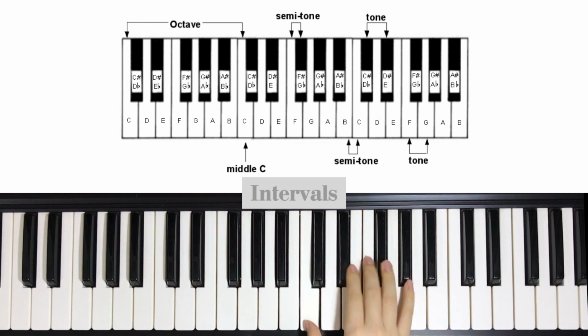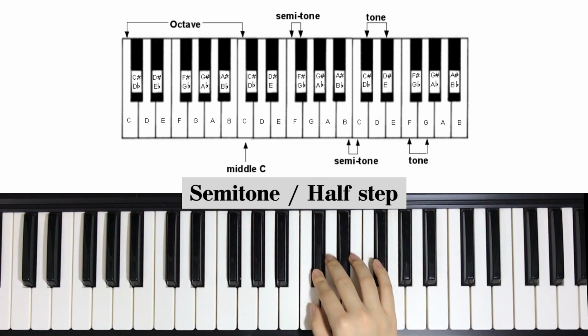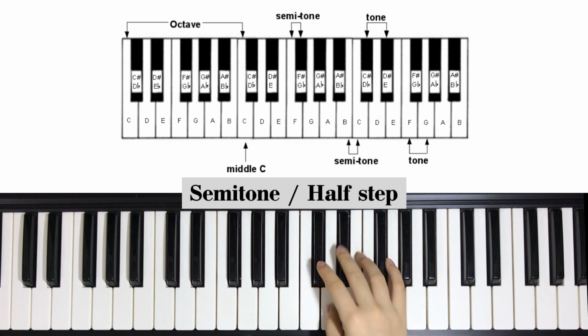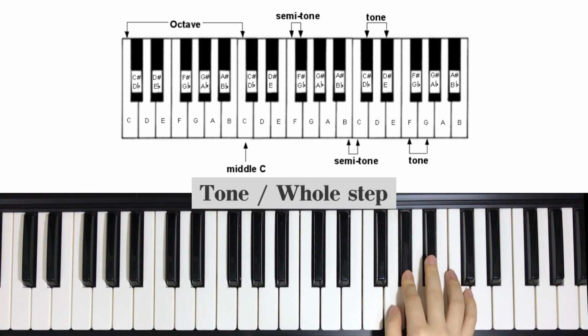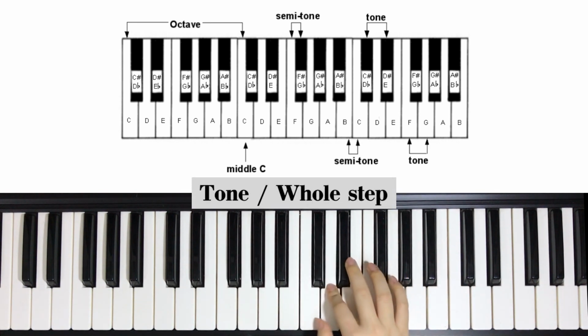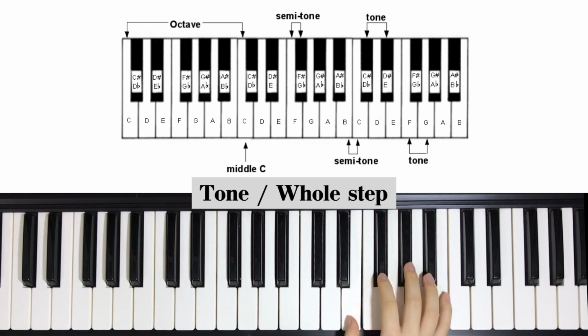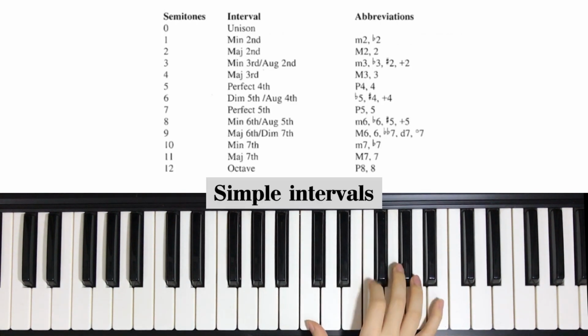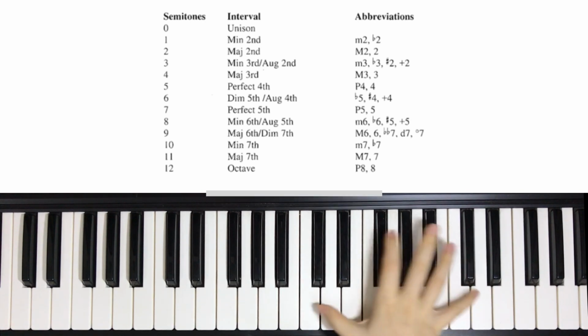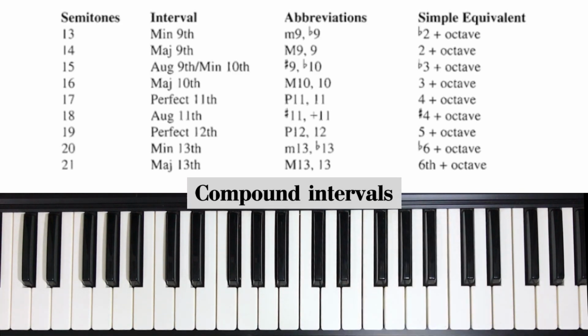The smallest interval is the semitone or half step, which is the distance from one key to the next on the piano. A tone or a whole step is the distance of two keys apart on the piano. Intervals smaller than an octave are called simple intervals. The larger ones are called compound intervals.